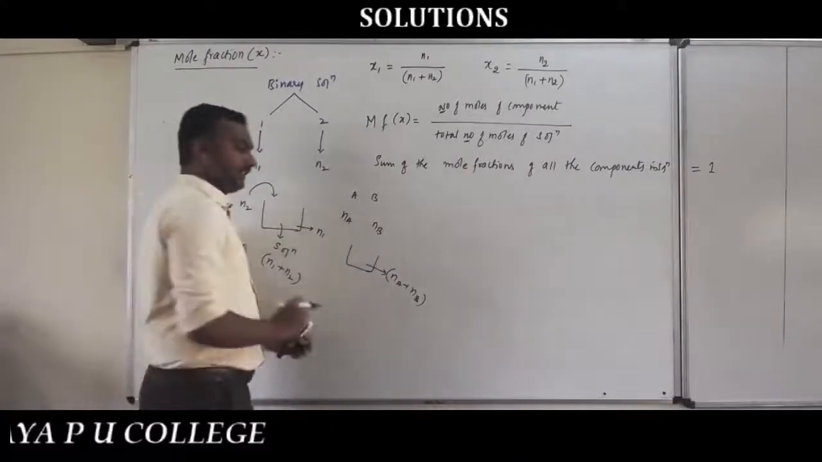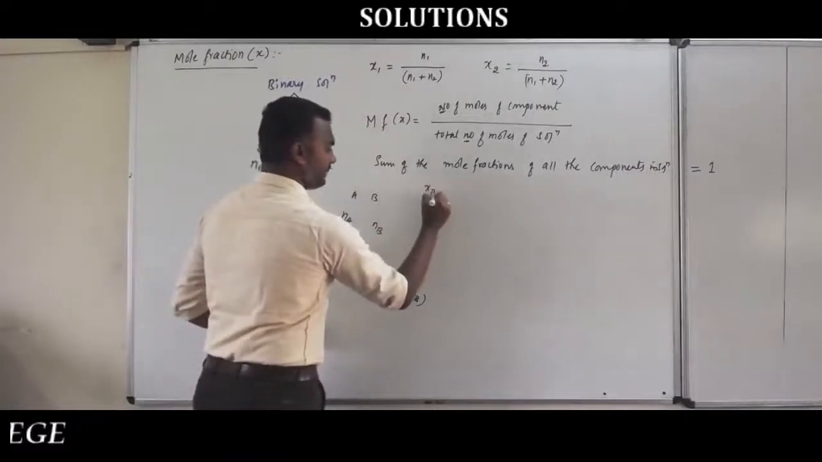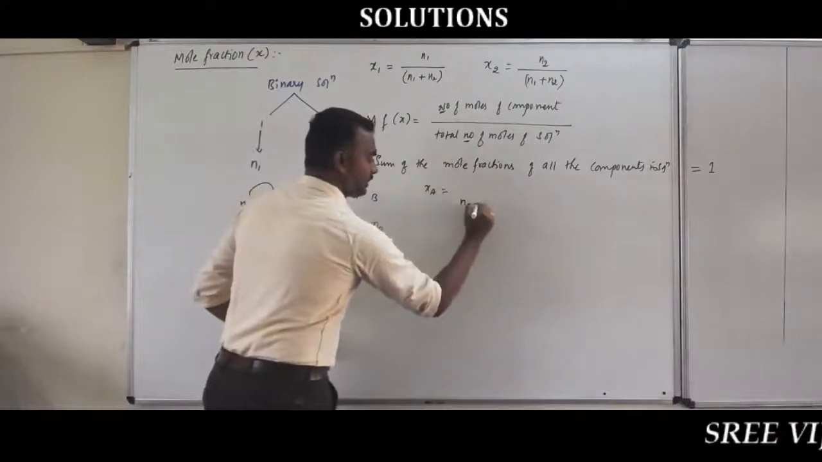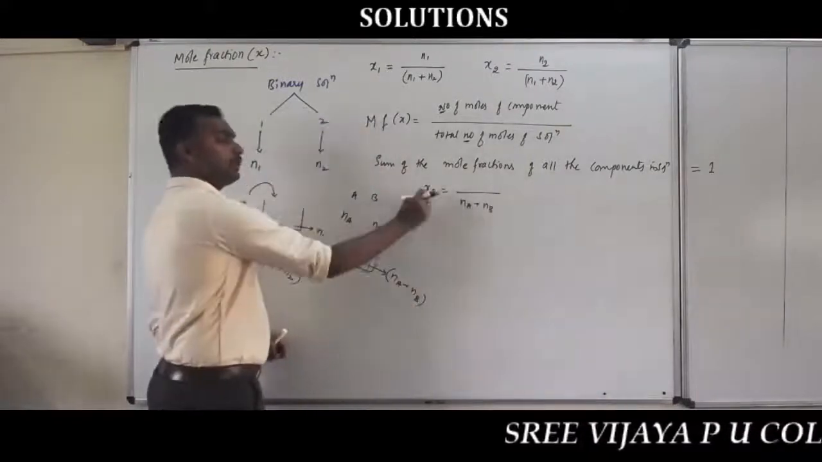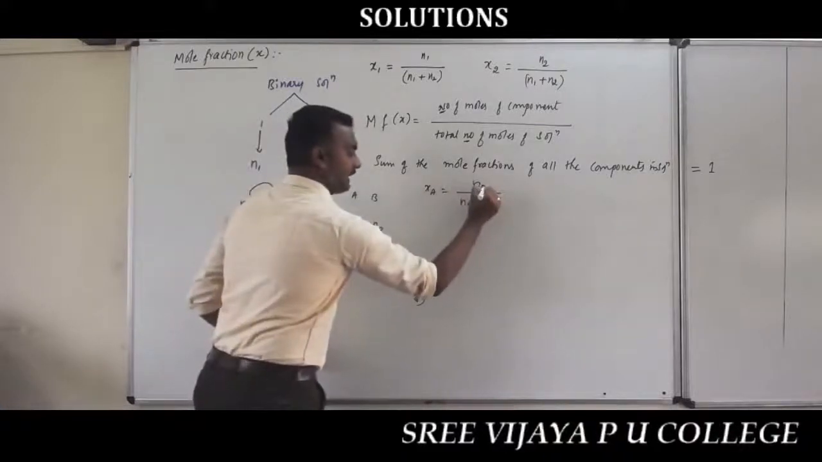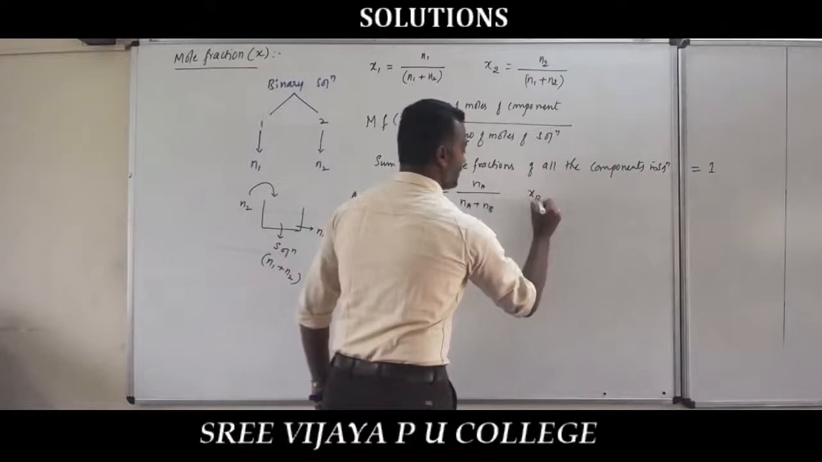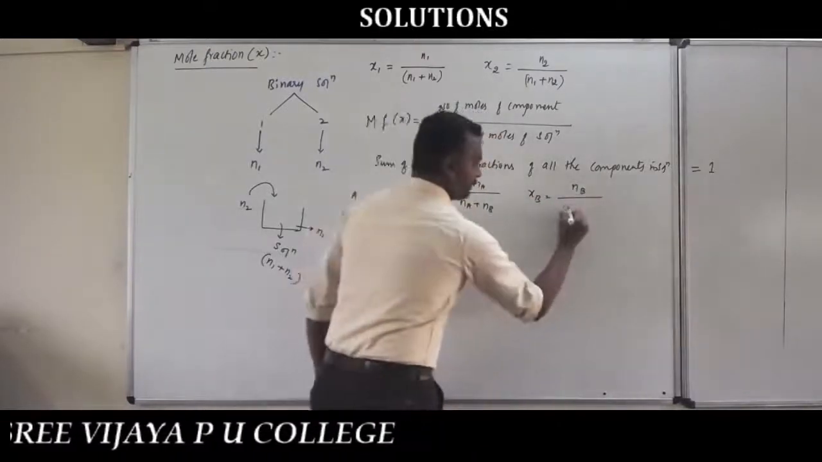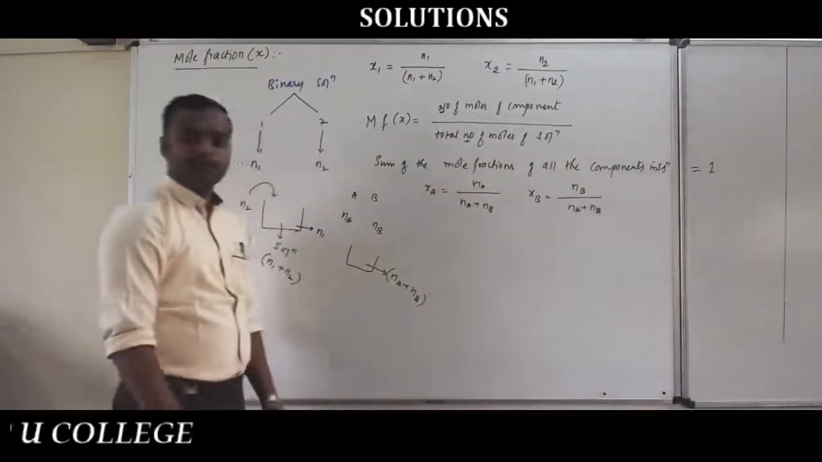So now the mole fraction of component A is equal to Na divided by the total number of moles of solution, Na plus Nb. Of this, component A is Na, the number of moles of component A. Similarly, take XB. XB is equal to the number of moles of component B divided by the total number of moles of all the components, that is, the total number of moles of solution.